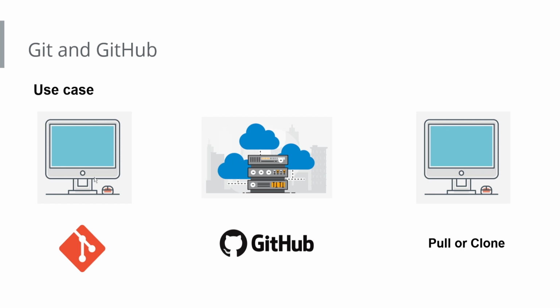Then whenever we are done, we push it onto GitHub. So GitHub is going to be the remote repository. Basically, the difference between a Git repository and a GitHub repository is that Git is a local repository and GitHub is a remote repository. Then on our local machine, or on any other computer device, we can do a git pull or git clone to have a copy of whatever we pushed over here.